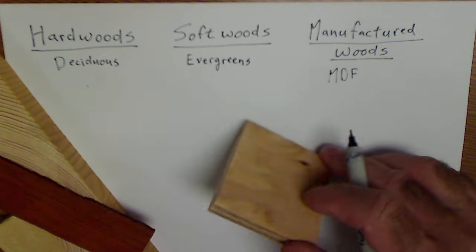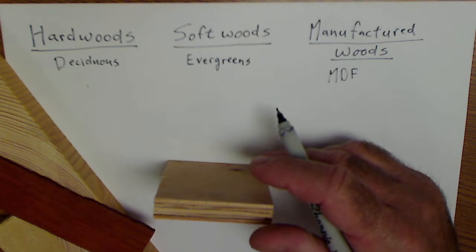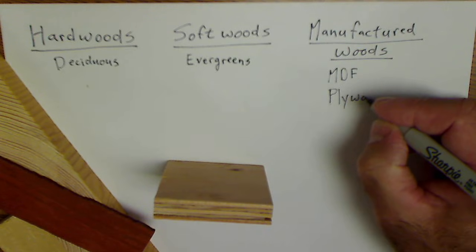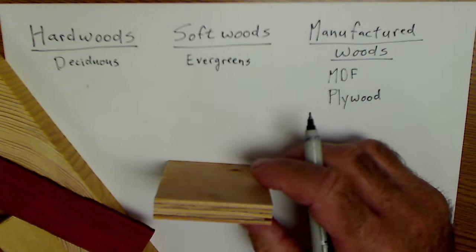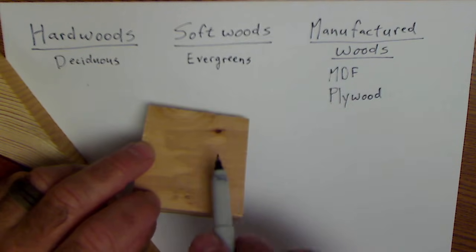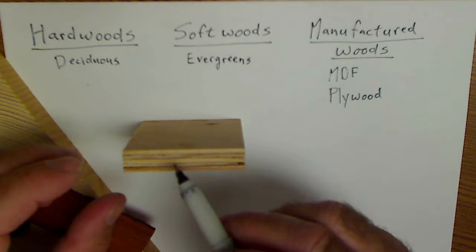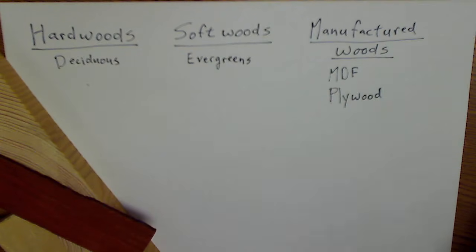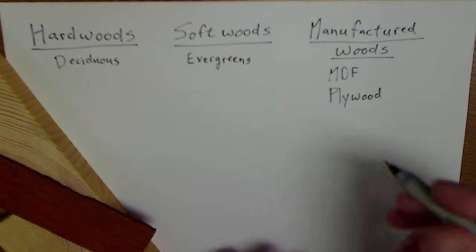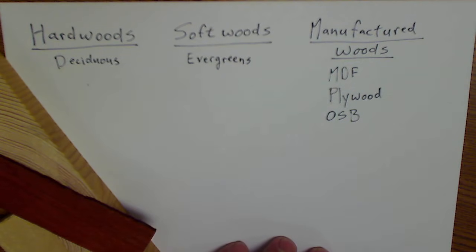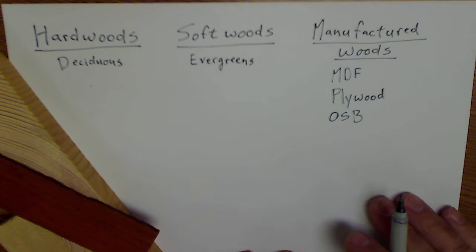Another manufactured wood is plywood. Plywood's really strong, easy to work with. You can buy 4x8 sheets of it and use every inch of it. It's strong because the grain goes this way and then this way in the next layer, so it's all cross-grained. As you can see the different layers there. A third is oriented strand board, OSB, which also has a lot of strong properties. So those are just some of the manufactured lumbers.